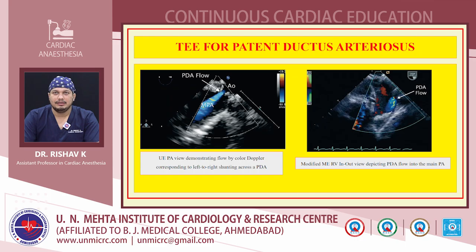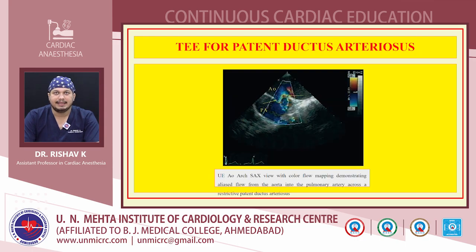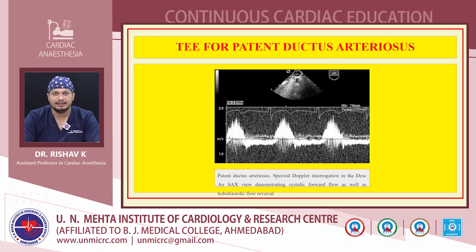Coming to the right-sided panel, which shows a modified right ventricular mid-esophageal inflow-outflow view depicting the patent ductus arteriosus flow into the main pulmonary artery. Coming to the next image, which shows an upper esophageal aortic arch short axis view with color flow Doppler mapping demonstrating flow from the aorta into the pulmonary artery across a restrictive PDA. This view we can obtain from the mid-esophageal aortic valve short axis view, and then we have to withdraw the probe slightly in order to get this view.